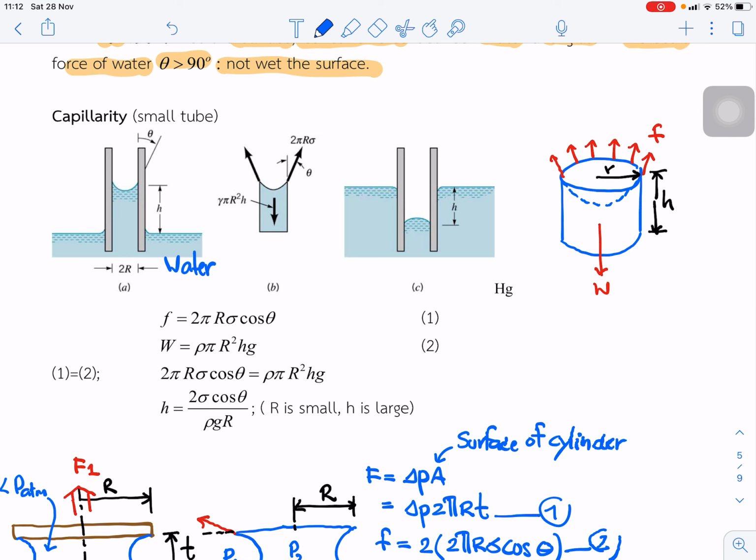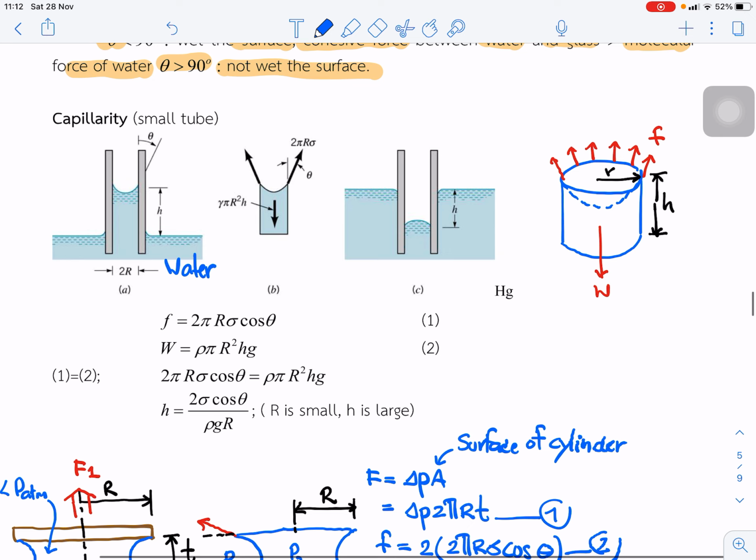The fifth part of lecture number 2 is capillaries. Before we go to the free body diagram of this behavior, we go back to the previous clip about the surface tension.